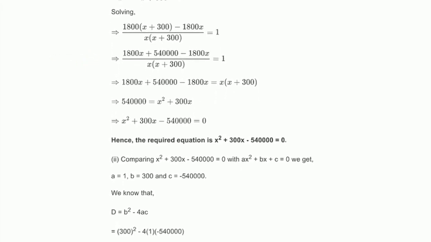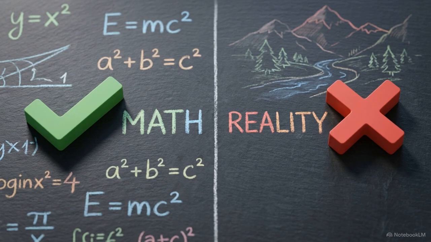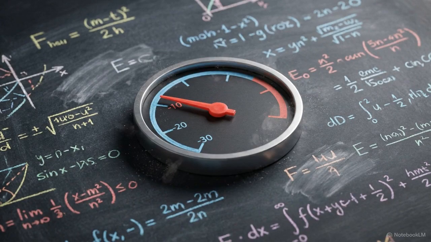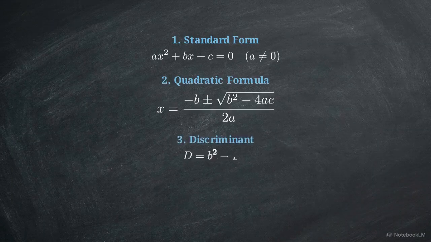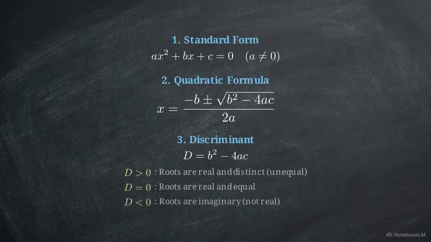Cross-multiply to clear denominators. Consolidating terms leads to a standard quadratic equation, x squared plus 300x minus 540,000 equals 0. Remember to account for physical constraints. Mathematically valid roots, like negative numbers, must be discarded if they violate real-world logic, as an airplane cannot travel at a negative speed.